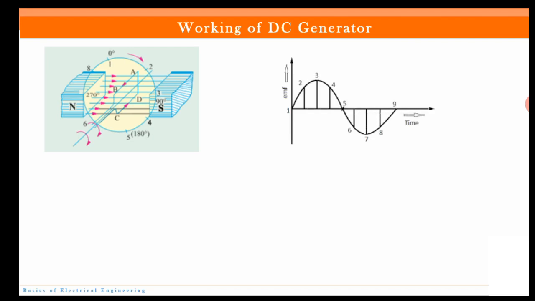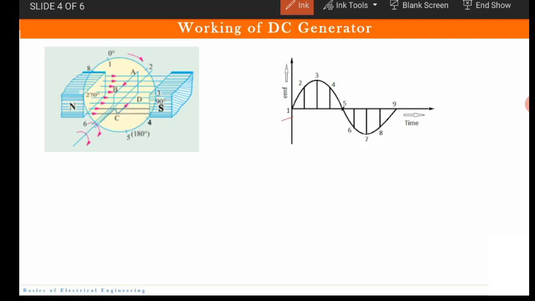So position 1 is here. So you do not have any voltage. Okay. Flux linkage was maximum, but rate of change of flux cut was 0. So no EMF was induced. Now you have position 2. So EMF is induced. Now let us understand what happens when the coil is at position 3.